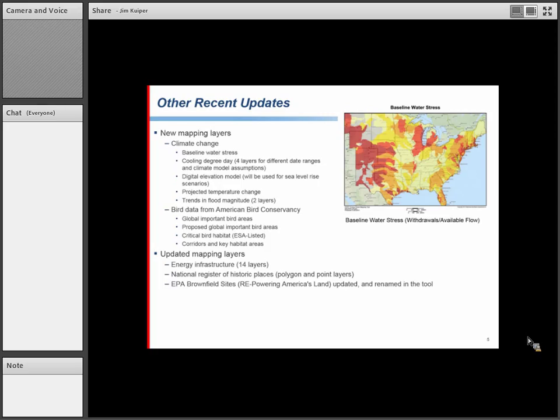And then we regularly update the mapping library. So energy infrastructure data, we have commercial data there, and that is updated quarterly. So that's pretty frequent. And we've also updated these other layers, EPA brownfield sites, and also the National Register of Historic Places, polygon and point layers.